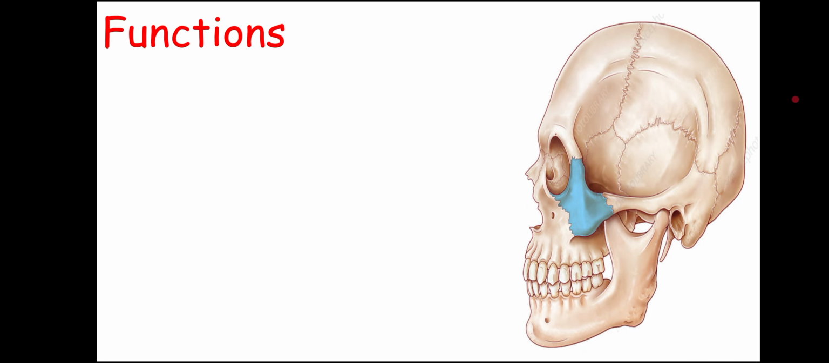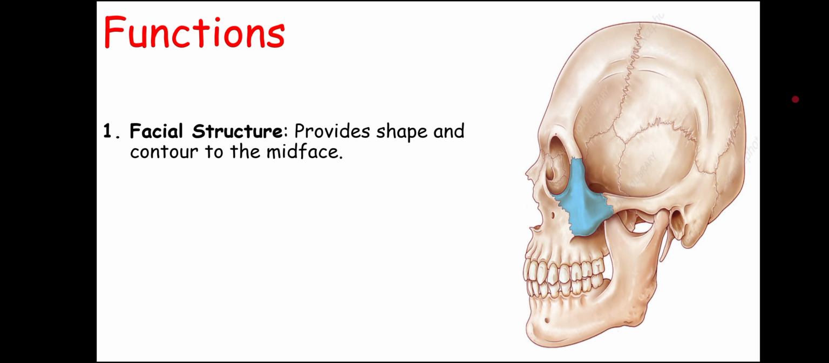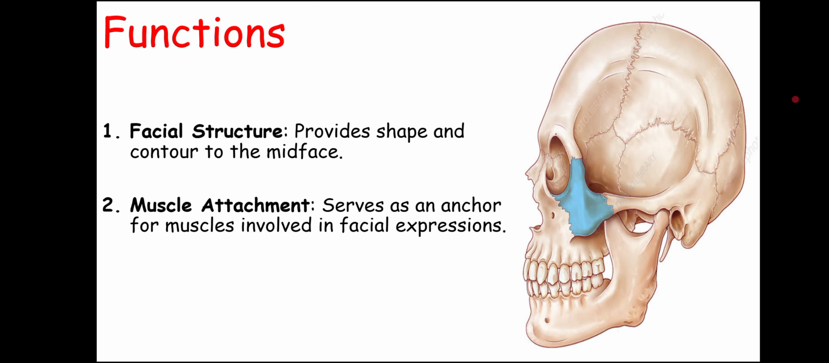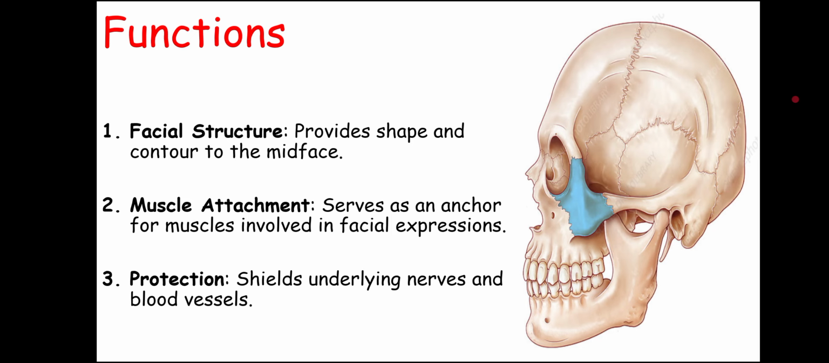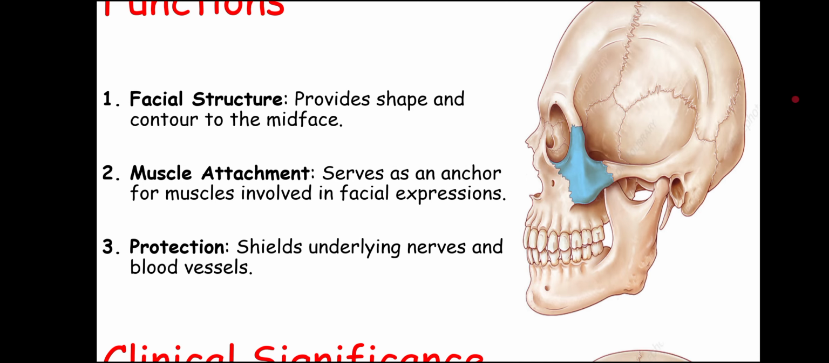Now let's talk about the functions of zygomatic bone. It forms the facial structure, as it provides shape and contour to the mid-face. The second function is muscle attachment, as it serves as an anchor for muscles involved in facial expression. Many of the muscles of facial expression are attached to zygomatic bone, so that's how it serves a muscle attachment function. The third function of zygomatic bone is protection, as it shields underlying nerves and blood vessels.